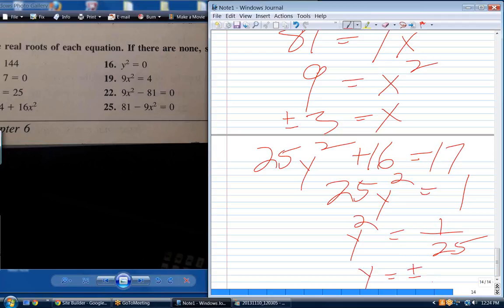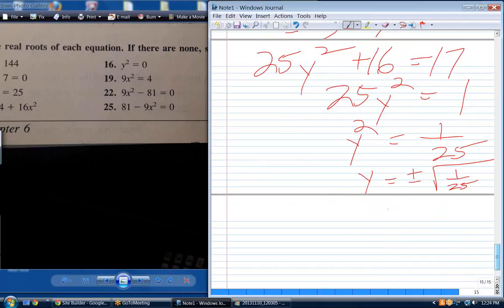Would it be the square root of 1/25 or just 1/25? Well, it's the square root of 1/25, but that can be simplified. In other words, at this point right here, you have to take the square root of both sides. So I definitely have to take the square root of 1/25. What is that? Remember, when you take the square root of fractions, they get bigger. 1/5. There you go.